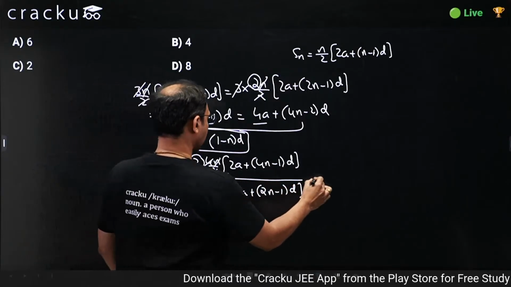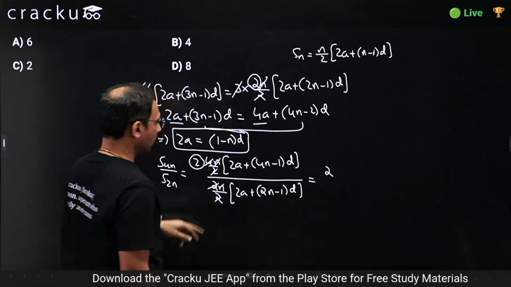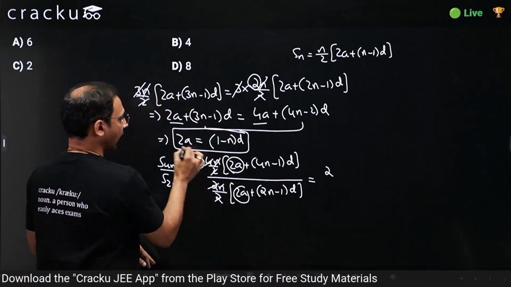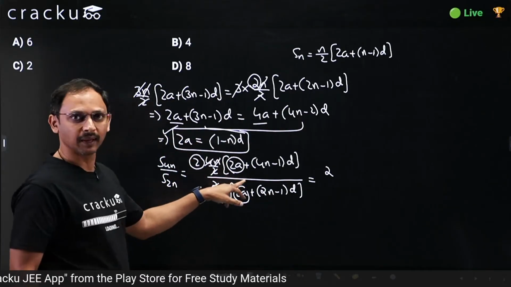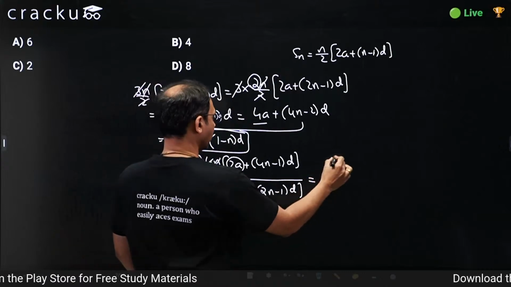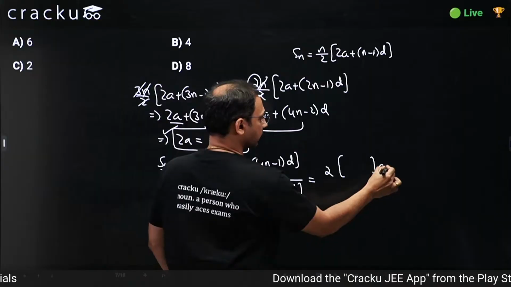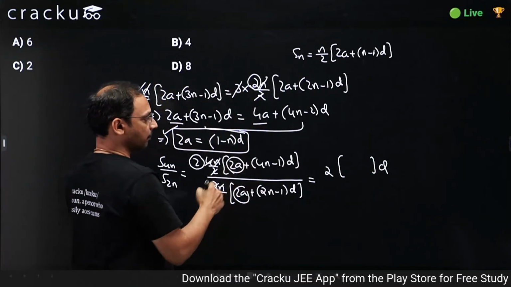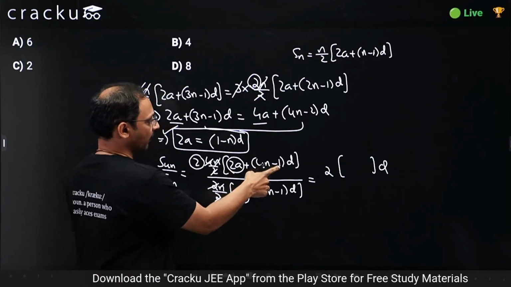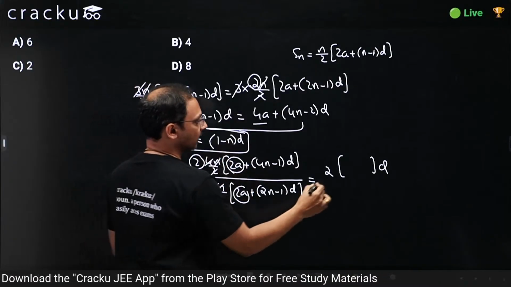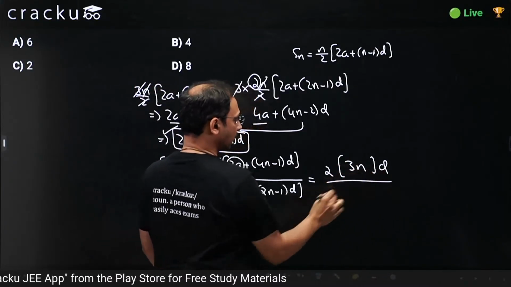Let us simplify this. 2 into, now this 2a, I will use this result and I will substitute 1 minus n into d. So when I do that, 1 minus n, d I can take common. 1 minus n plus 4n minus 1. 1 minus 1 will get cancelled off. 4n minus n is 3n into d.